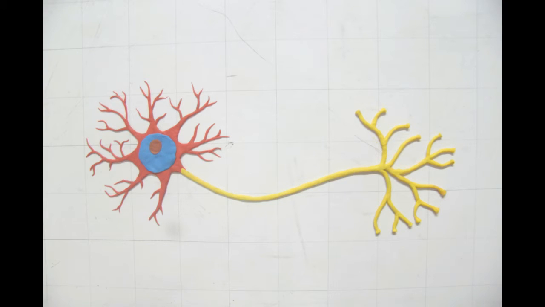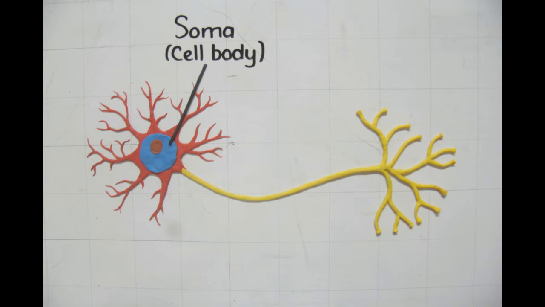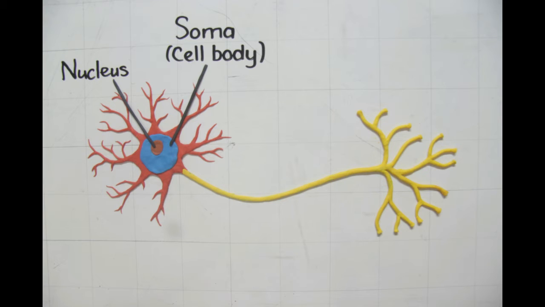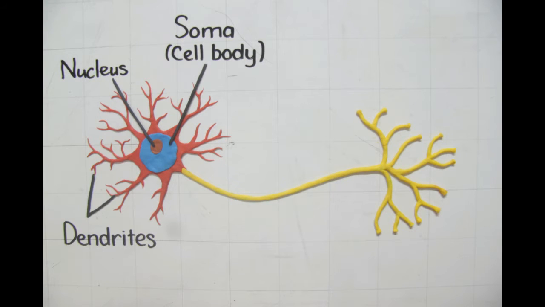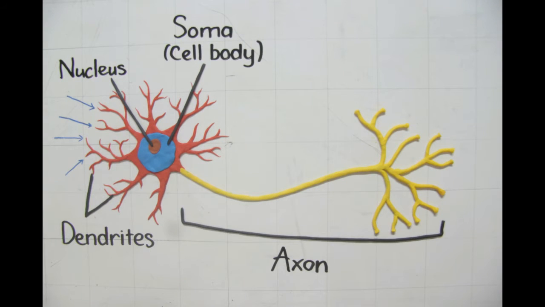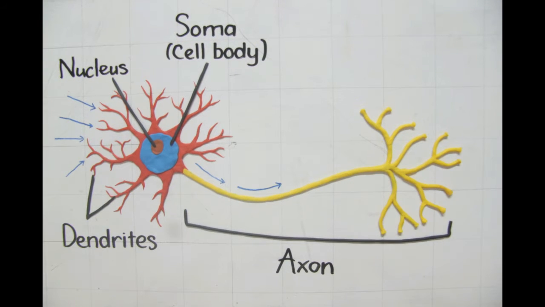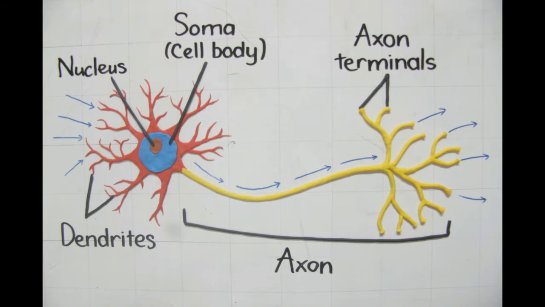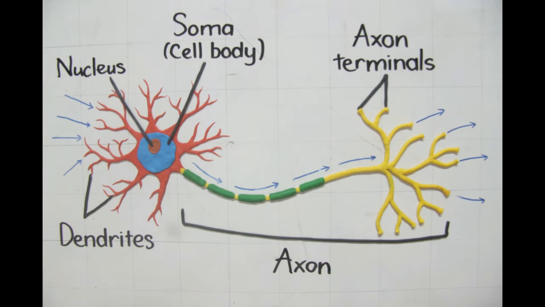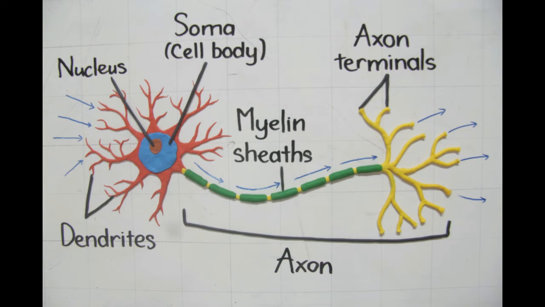Here is the model of a neuron. It has three main parts: the soma, the cell body, where the nucleus is and protein synthesis happens. The dendrites receive the nerve signals and transfer them to the soma. Finally, the axon carries the nerve signals away from the soma and sends them to the adjacent neurons. The ends of the axons are called the axon terminals. On some neurons, there are also myelin sheaths that cover the axon. Anyway, I will talk further about them in another video.